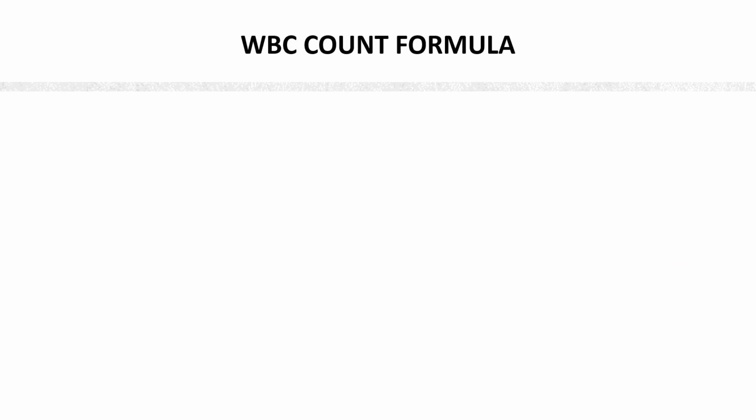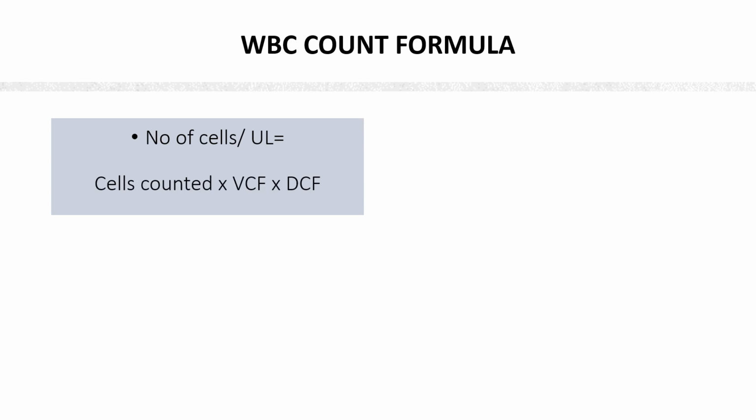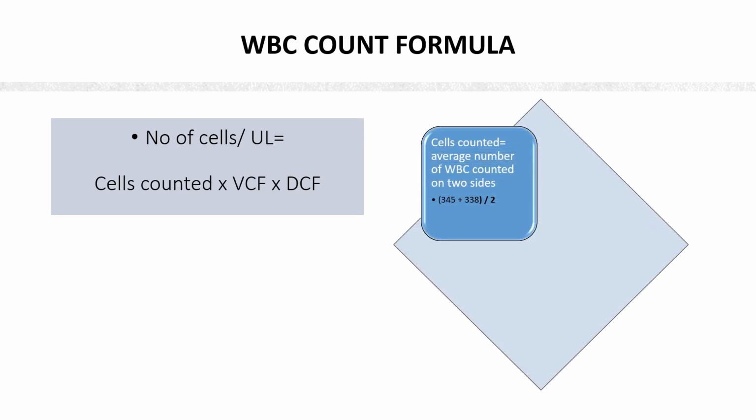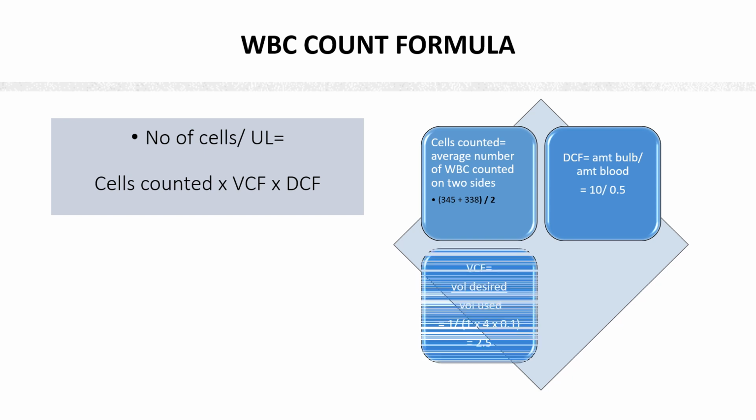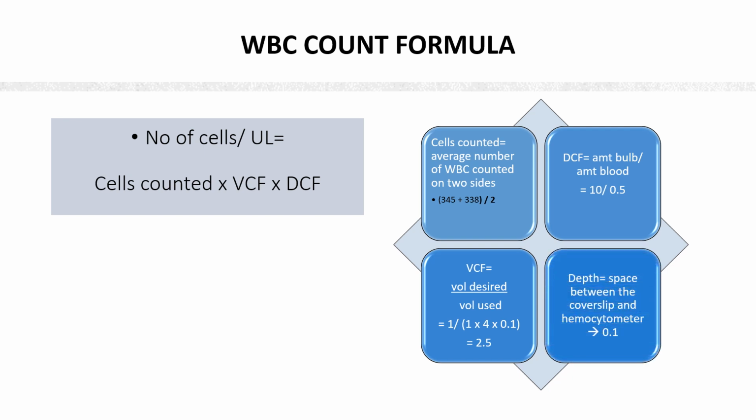The alternative for the general formula is the number of cells counted times VCF times DCF. The cells counted is also the average number of white blood cells counted on two sides. DCF is computed with the amount of fluid in the bulb divided by the amount of blood used, so that's 10 divided by 0.5. VCF is computed with the volume desired over volume used, which gives us 2.5, and the depth is constant at 0.1.